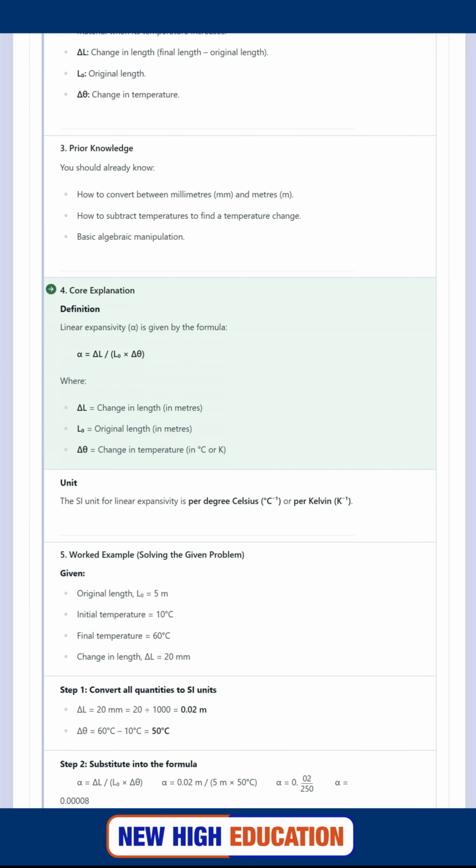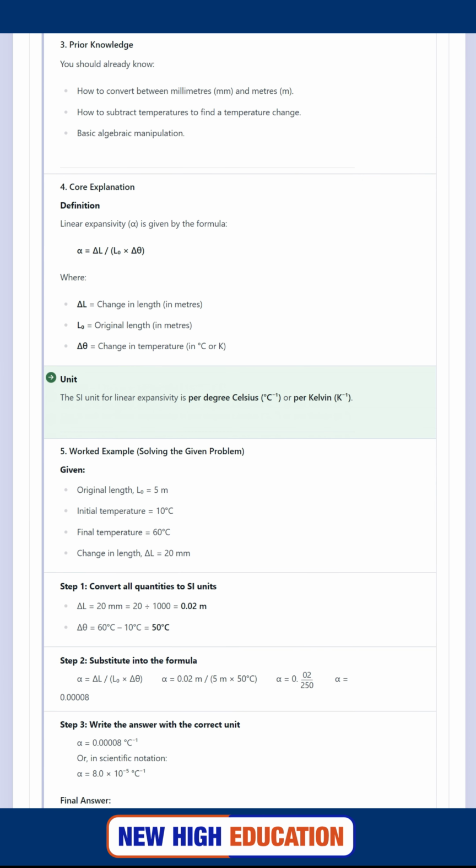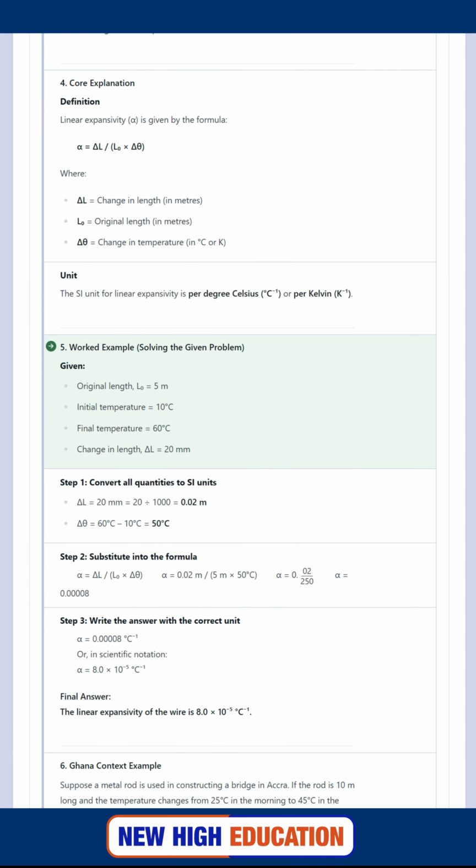Worked example, solving the given problem. Given original length, L naught is 5 meters, initial temperature is 10 degrees Celsius, final temperature is 60 degrees Celsius. Change in length delta L is 20 millimeters. Step 1. Convert all quantities to SI units. Delta L is 20 millimeters. To convert to meters, divide by 1,000. So 20 divided by 1,000 equals 0.02 meters. Delta theta, or the change in temperature, is 60 minus 10, which is 50 degrees Celsius.